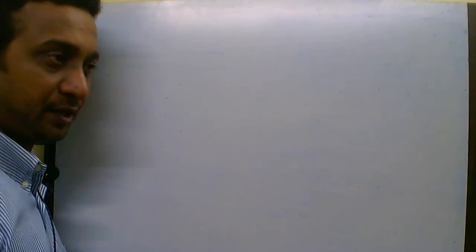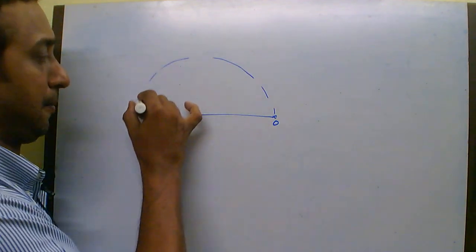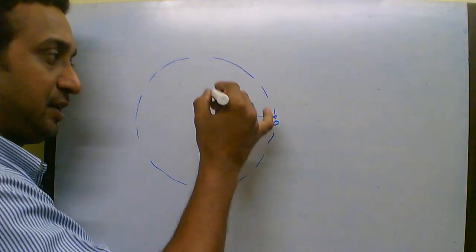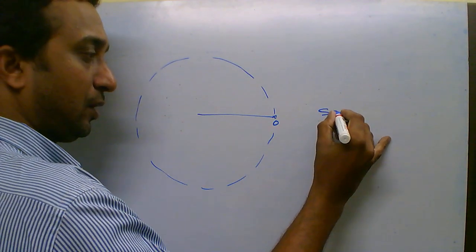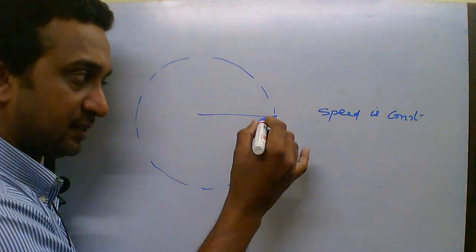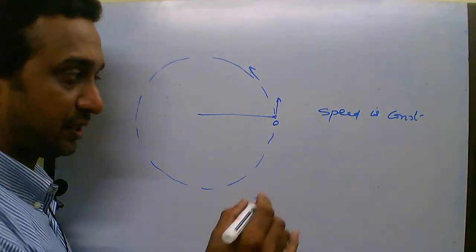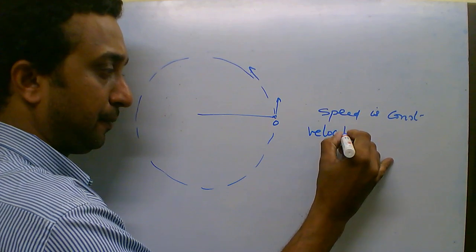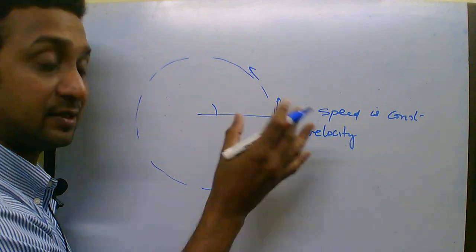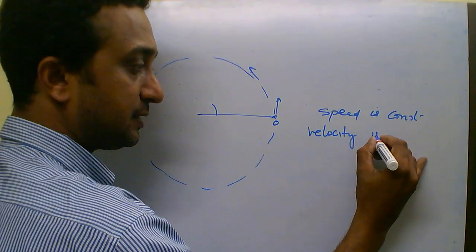Now consider a body moving along a circular path. It is covering equal distances in equal intervals of time, which means its speed is remaining constant. But as it moves, it changes its direction. So when you talk in terms of velocity, velocity being a vector quantity, even though the magnitude is the same, since the direction is changing, velocity is changing.